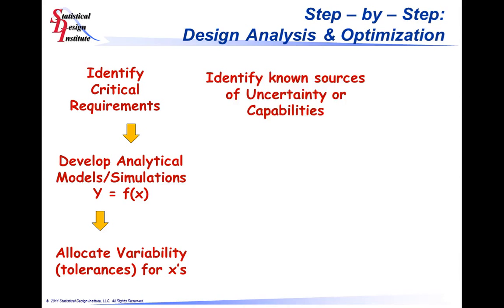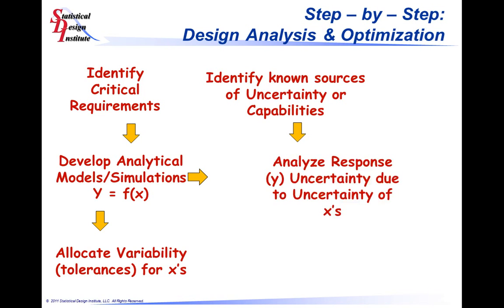The next step would be to identify, in terms of variation, any known sources of uncertainty or capabilities that may exist in terms of the variation with respect to producing a part, purchasing a part, acquiring a part, whatever it may be. Once we have the model in place and the sources of uncertainty identified, we can analyze the response Y due to these uncertainties and determine what the response uncertainty will be due to the uncertainty of the X's themselves.